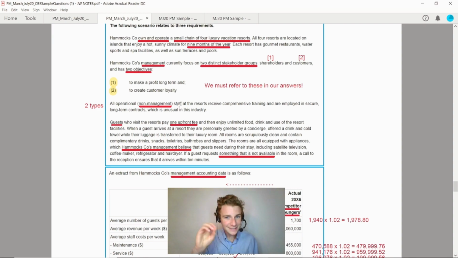Okay, well, seasonality would be a good keyword to get down there because, well, what happens in the other 3 months as a result? Each resort has gourmet restaurants, water sports and spa facilities, as well as sun terraces and pools.